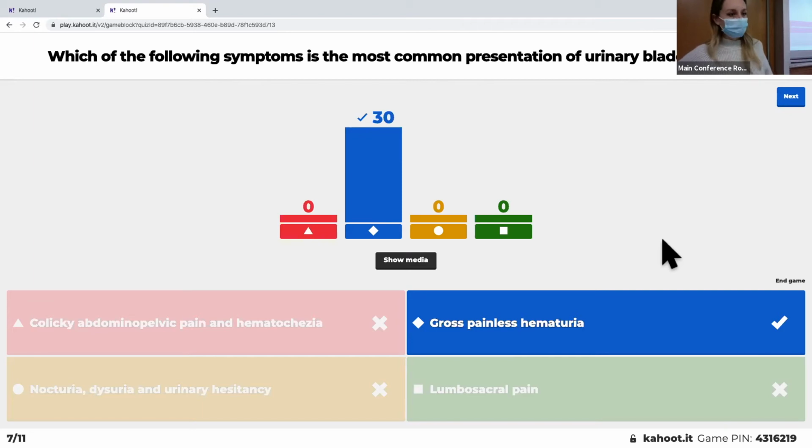And just to review, risk factors for bladder cancer include cigarette smoking, aniline dyes, solvents, arsenic exposure, patients who have chronic cystitis, schistosomiasis, radiation, and cyclophosphamide use.